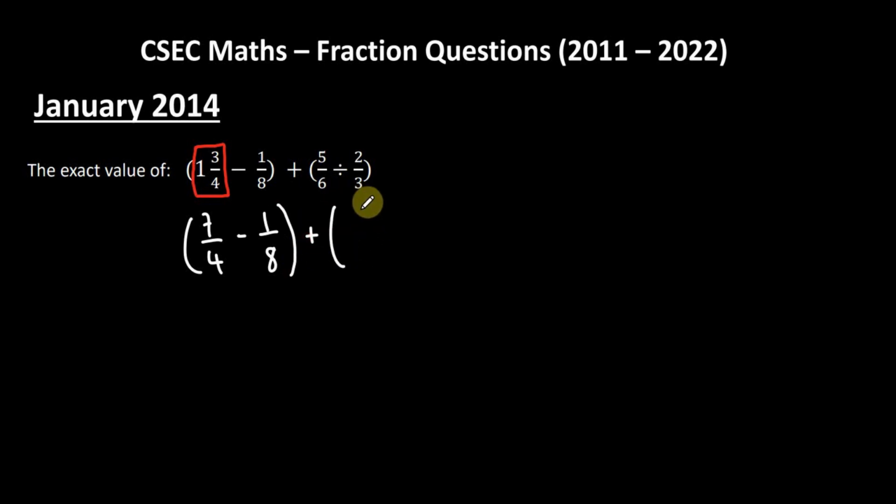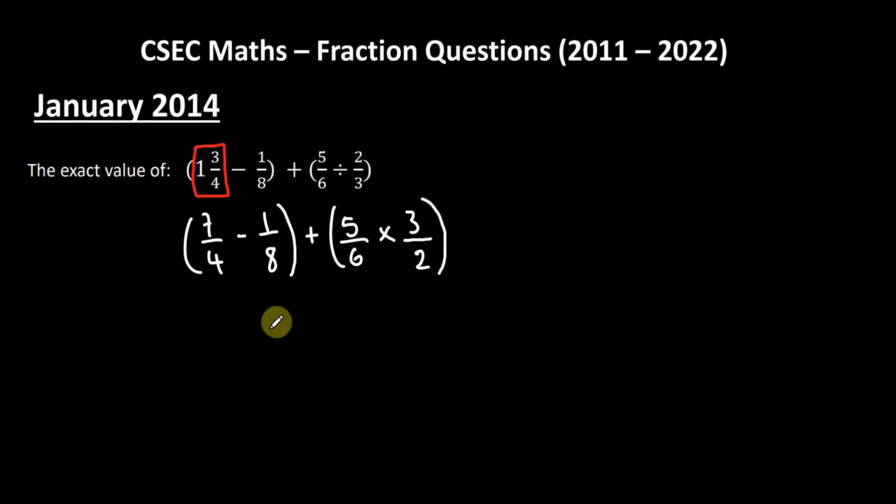Let's see what we can do with this one here. So we divide in here, and remember how we divide, guys. We keep the first fraction. So that's 5/6. Change the sign to multiplication, and we reciprocate the second fraction, right? Which means we simply flip it. So we bring the 3 to the top, bring the 2 to the bottom.